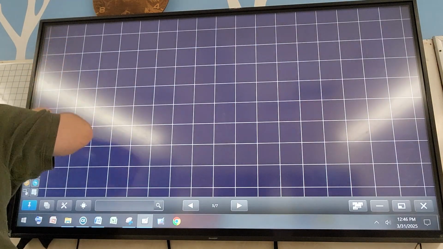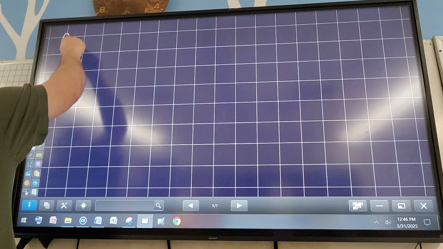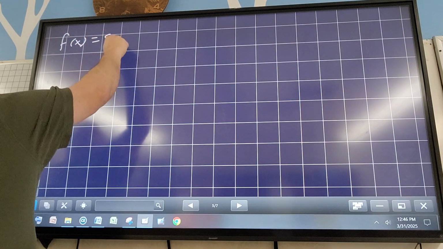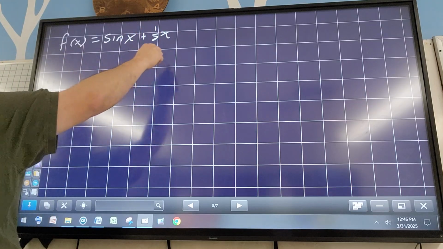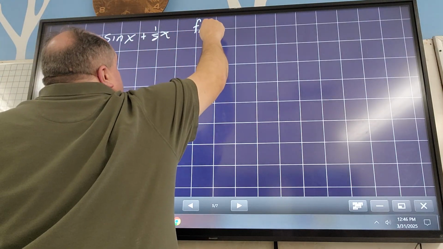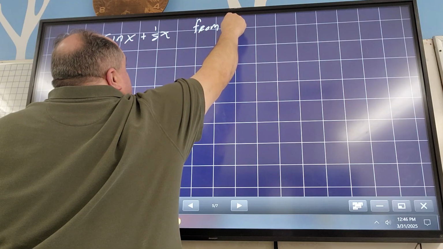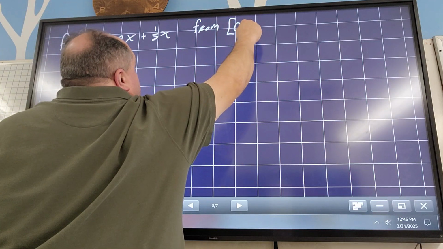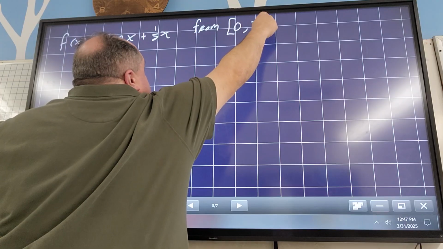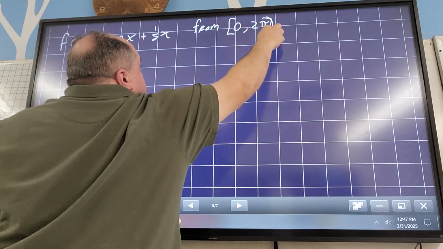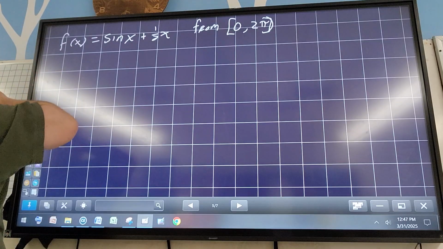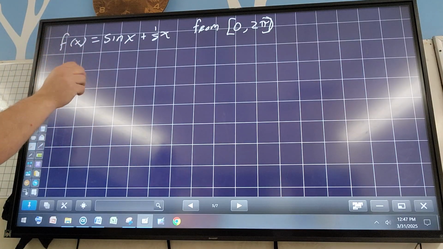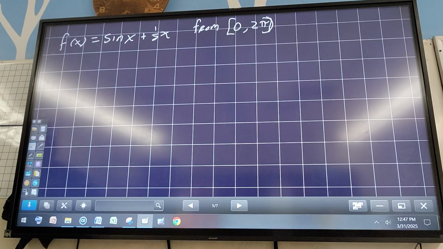So this was f of x equals sine x plus 1/2 x. And our domain is 0 to 2 pi. So our guess is going to be, you said 3/4 pi. But we're looking for its maximums and minimums.